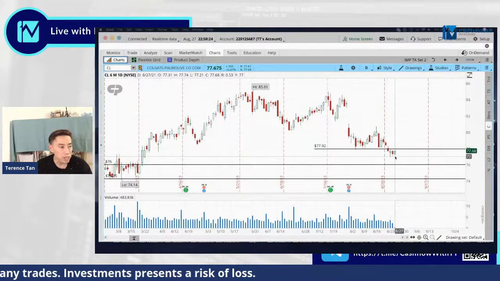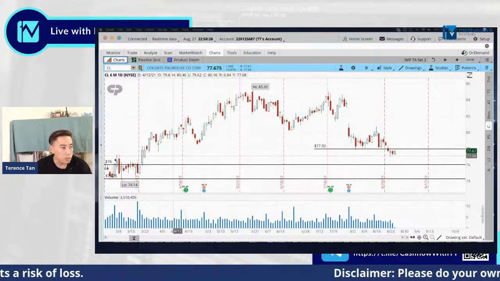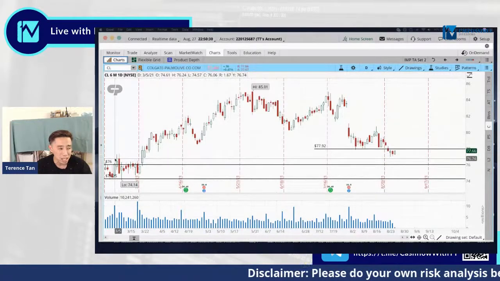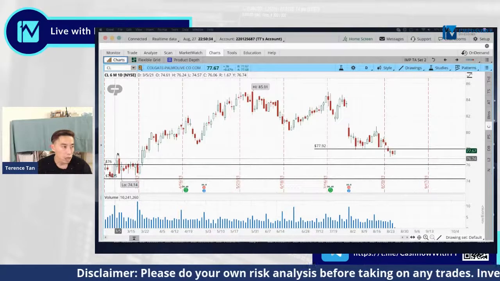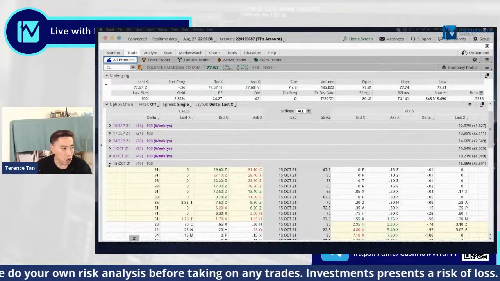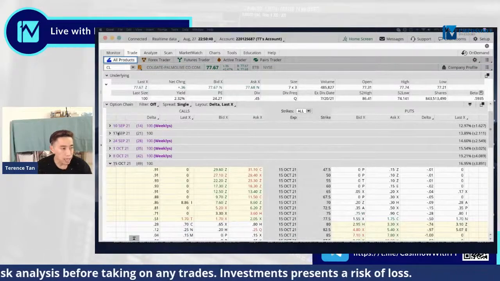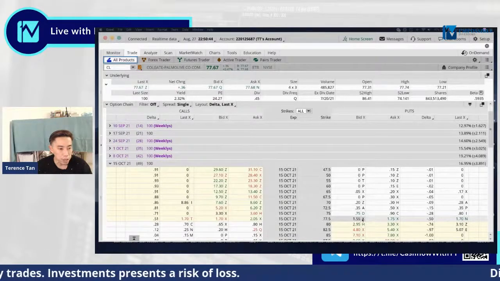But I do think it's severely undervalued, and it's now hitting this last resistance breakout at $76, $77. So I'm pretty happy with this spot. So let's try to look for some put options to sell. I'm going to go with October, since that's the next expiry that we have. So let's go with the 77.50 puts.